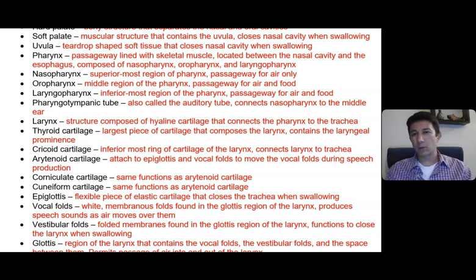So when we start to discuss some of the physiology of breathing, one of the major components in the physiology of breathing are the changes in pressure that occur in the thoracic cavity as well as in the pharynx and the larynx and the trachea during those breathing movements, during inhalation and exhalation.